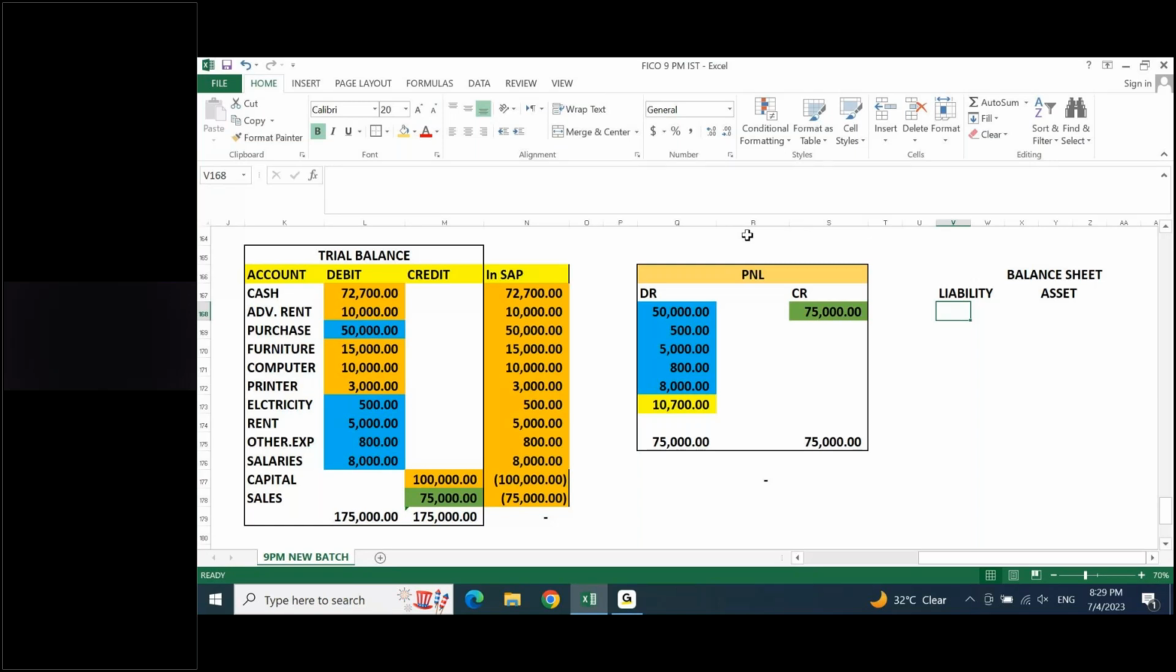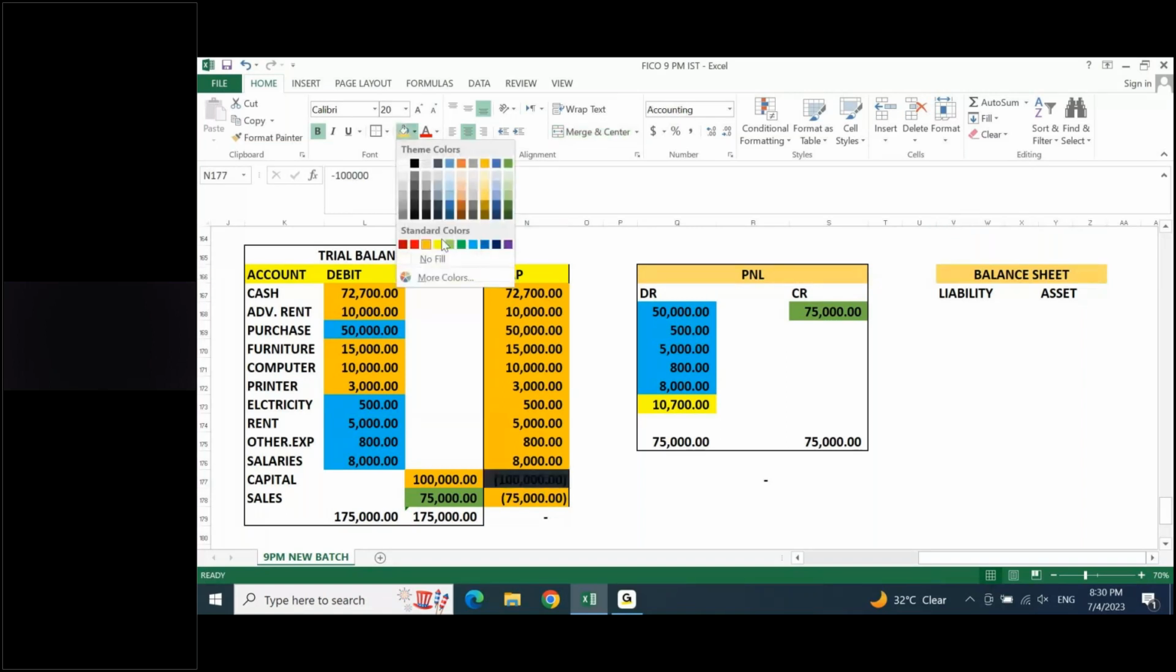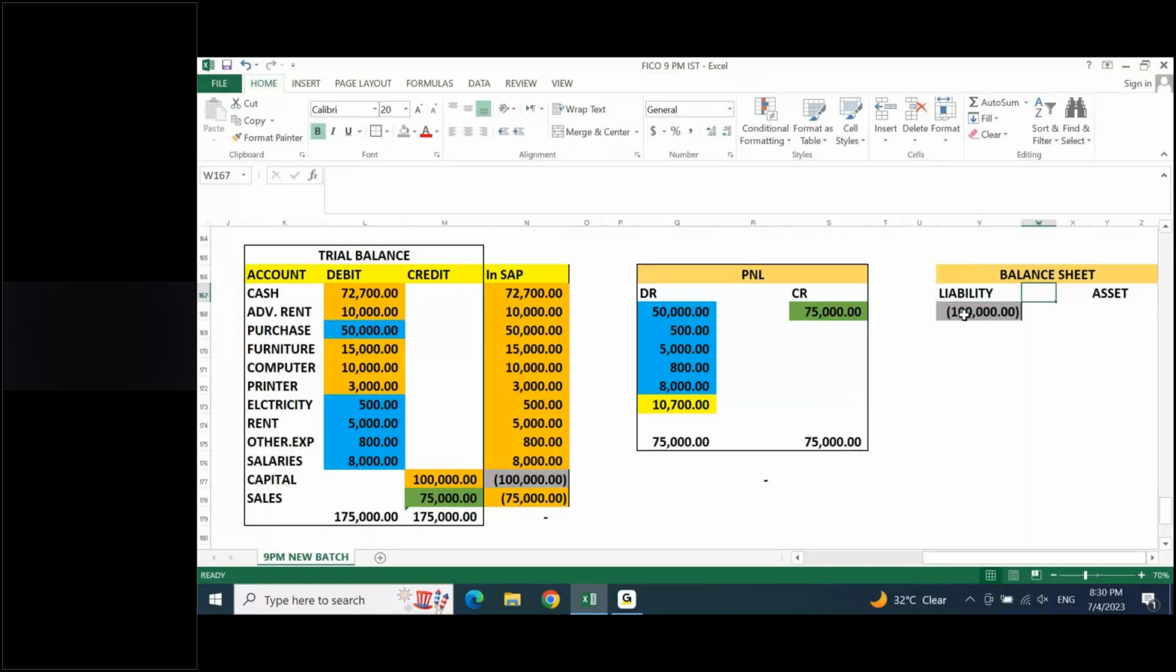Now in liabilities, what do you get? Balance sheet liability, what do you get? Capital. You will get capital. What is the value of capital? 1 lakh. Okay, so let me put a different color for liabilities. One lakh. Any other liability apart from capital? Profit. Next thing is your profit.